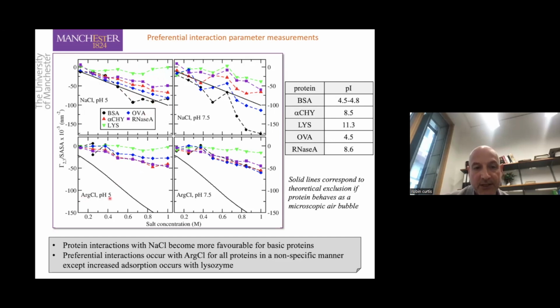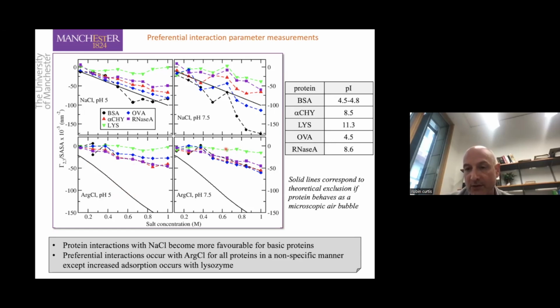Then we looked at arginine chloride, which is a very common excipient. It's used because people believe it accumulates around the protein surface. Here is what you would expect if the protein behaved as a microscopic bubble. In this case, when you rescale everything by the surface area, all the preferential interaction parameters agree very well with each other, except for lysozyme. This shows that the effect of arginine chloride is very non-specific, which is one interesting finding. The other interesting finding is that it has less exclusion, or even accumulation, around lysozyme.